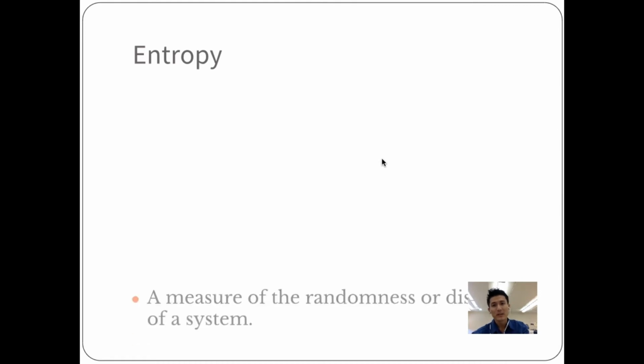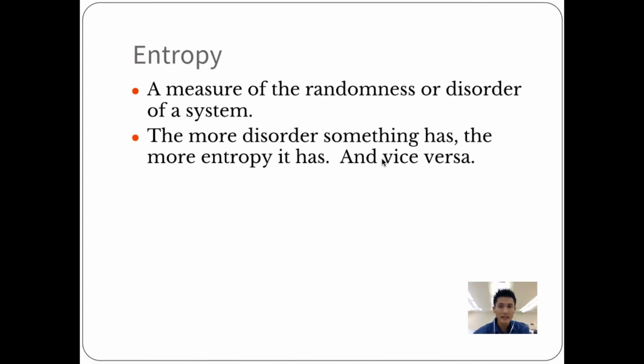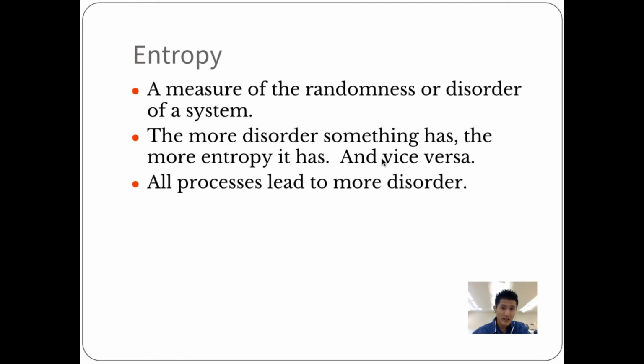So what is entropy? Well, entropy is a measurement of randomness or disorder of a system. Or, in simpler terms, it's this idea of disorder: things left to themselves are going to become more disorderly or broken down. The more disorder something has, the more entropy it has, and vice versa. And all processes lead to more disorder.